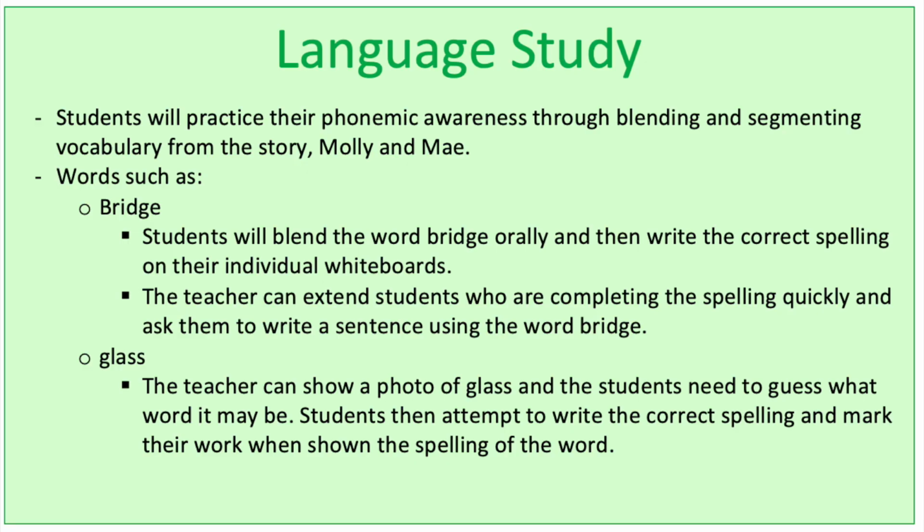The first lesson involves the language study lesson, where students will practice their phonemic awareness through blending and segmenting vocabulary from the story. Words such as bridge, which is a tier 2 word, the students will blend the word bridge orally and write the correct spelling on their whiteboards.